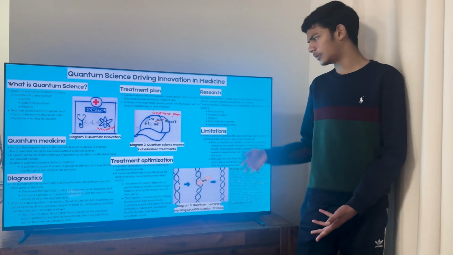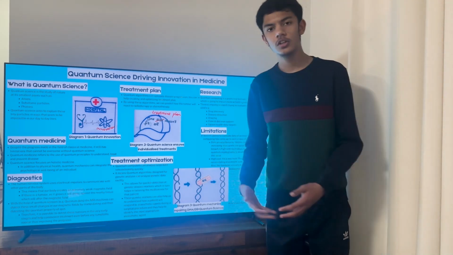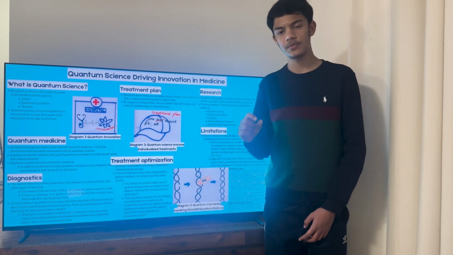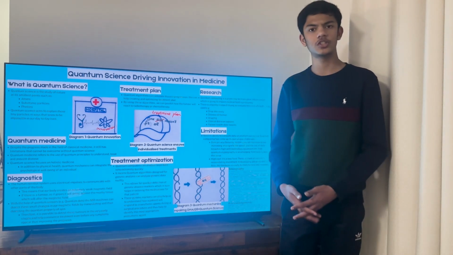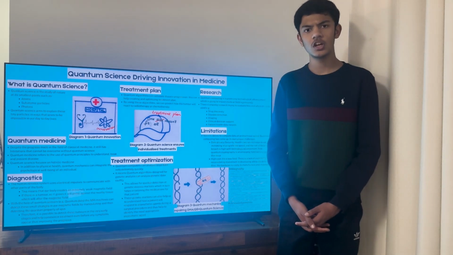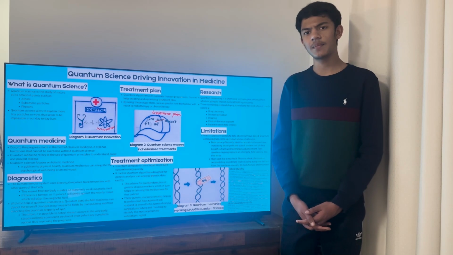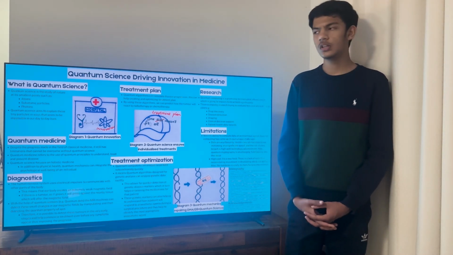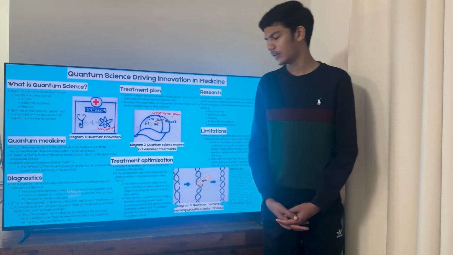How can we use quantum computers for research? Well, you see, because quantum computers work at the quantum level, they can simulate chemical interactions much better than classical computers, which means scientists can save time in drug discovery by not having to manually do these chemical interactions.